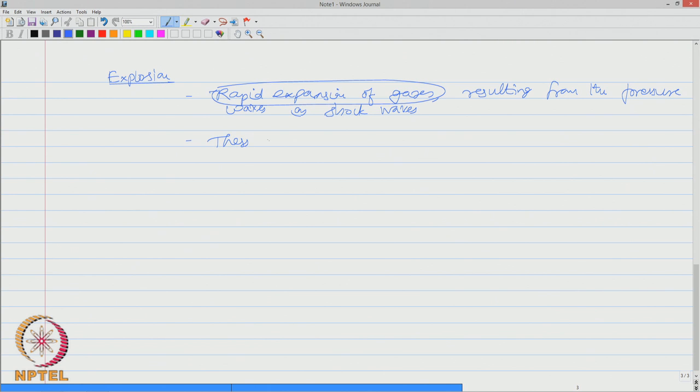These waves propagate very fast. And this rapidity results in expansion, which is also rapid.